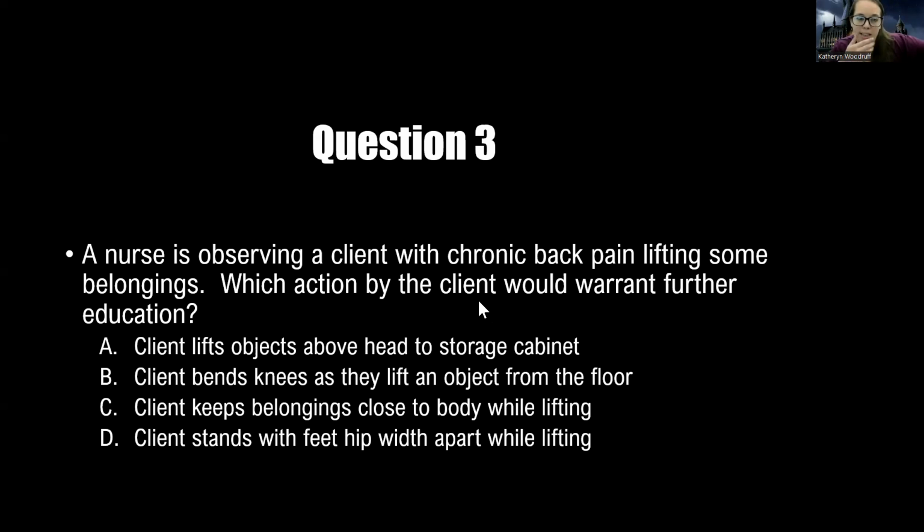In a question like this, an education question is either asking what is showing they understand, so they're doing it right, or what is showing that they need more education, or what is bad. So we always have to ask ourselves, am I looking for what's good or what's bad? This one says would warrant further education, which means they don't understand what they're doing. So 3 of these are good, and 1 is bad. We want to find the bad egg.